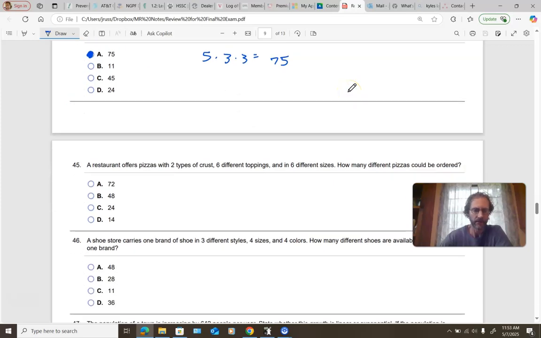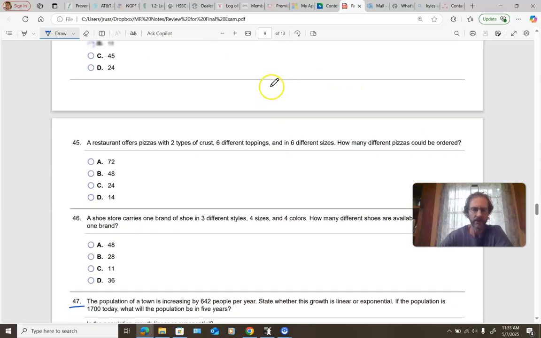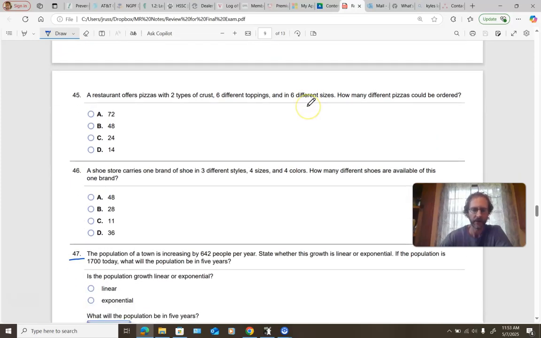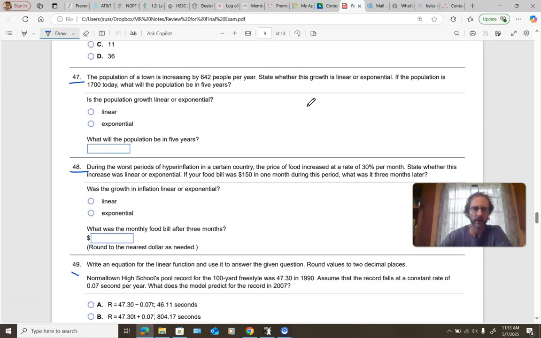All right, numbers 45 and 46 are just like 44, so I'm going to skip those. We're going to come down here to number 47, and this will be taking us into chapter 8, 8a. It says the population of a town is increasing by 642 people per year.